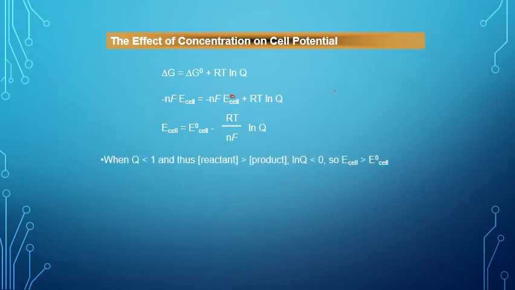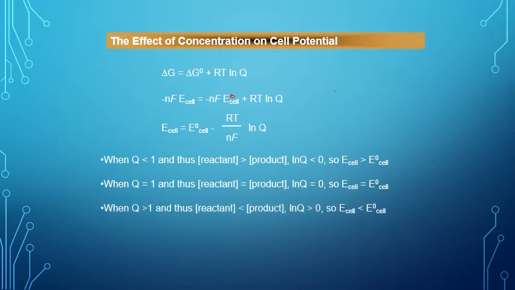When we have our Q value being less than 1, and thus we have a reactant being greater than the products, we would know that the ln for the Q would be less than 0, and we would have the Ecell being greater than the E naught, because I'd be subtracting a negative. When we have the Q equaling 1, and thus the reactant and product concentrations are equal, ln of Q would equal 0, so I'd have the Ecell equaling the E naught for the cell. And finally, if Q is greater than 1, and thus our reactant concentration is less than the product concentration, the ln of Q would be greater than 0, so my Ecell would be less than my E naught.